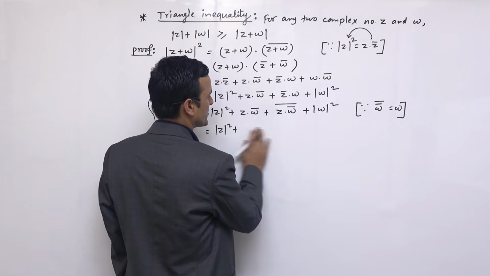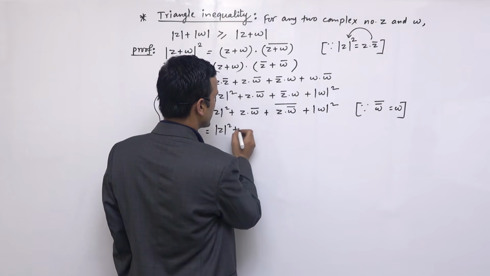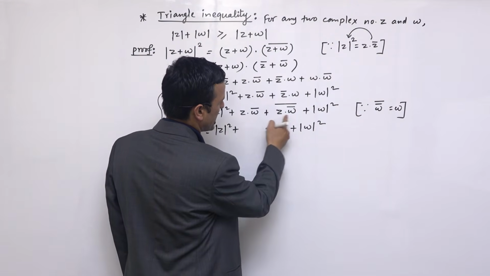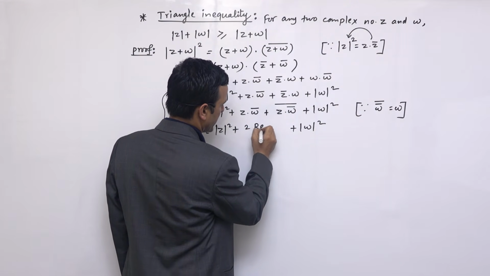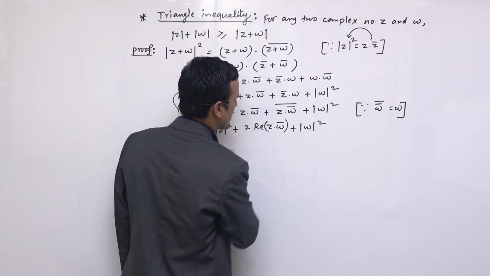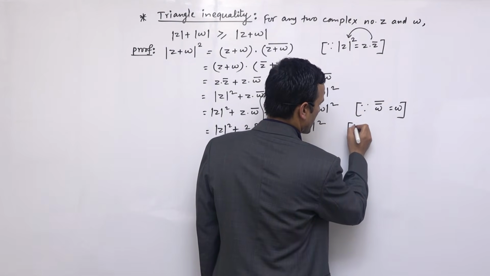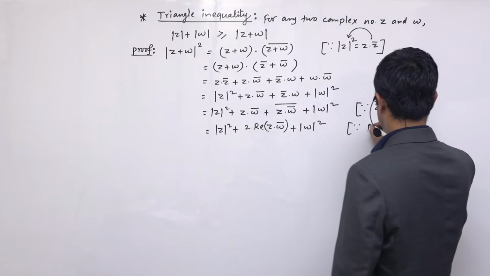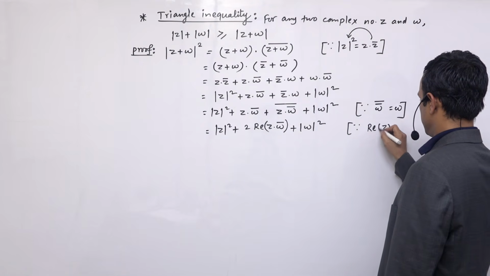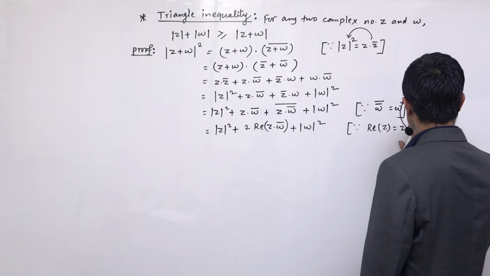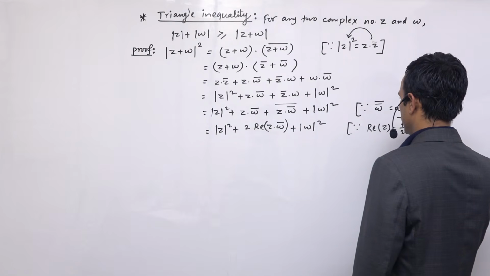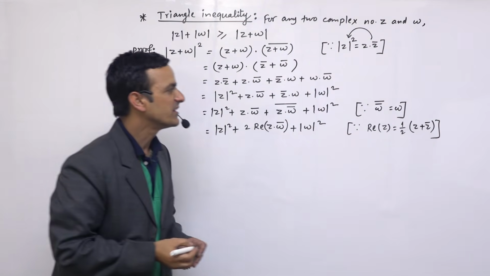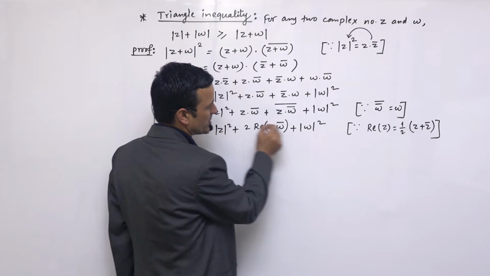So modulus z squared plus 2 times the real part of z into w conjugate plus modulus w squared. When these two parts are added, we get 2 times the real part of z into w conjugate. According to the property we studied earlier, the real part of z is equal to half into (z plus z conjugate). This is our property.